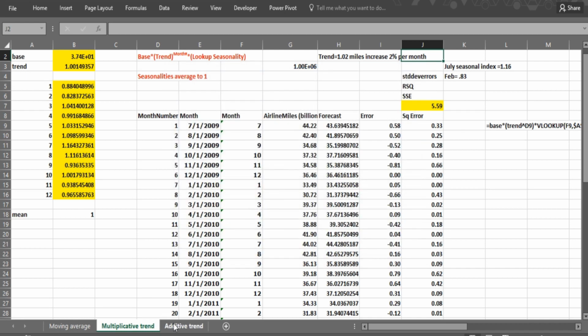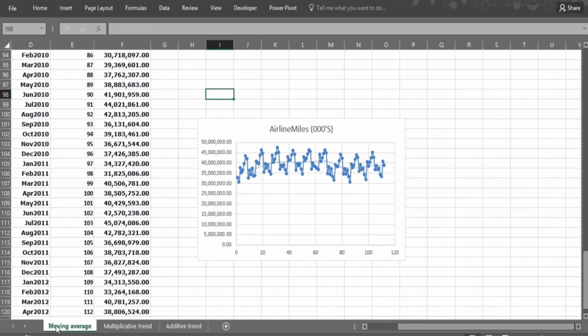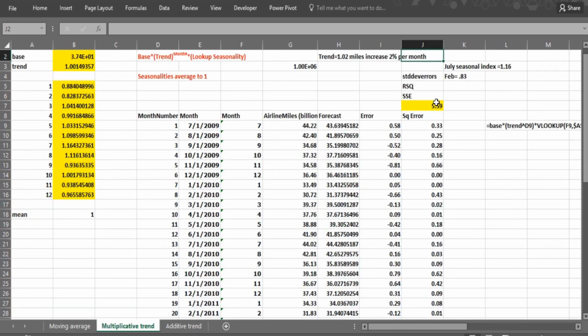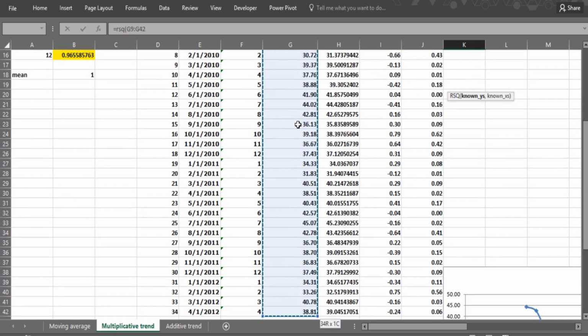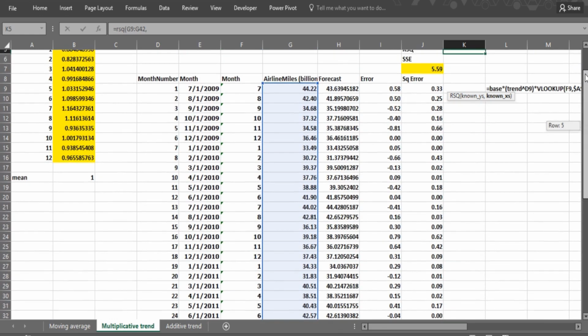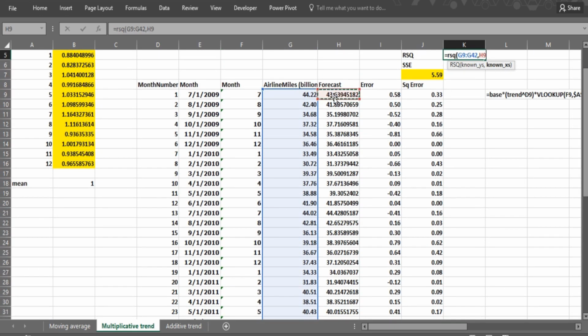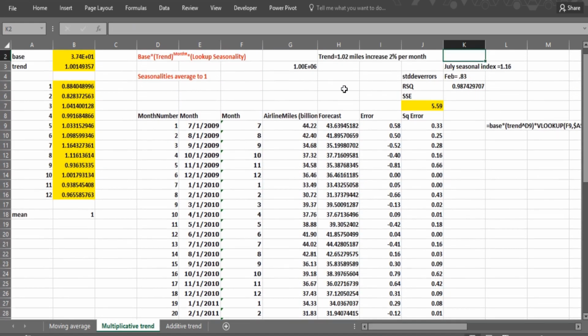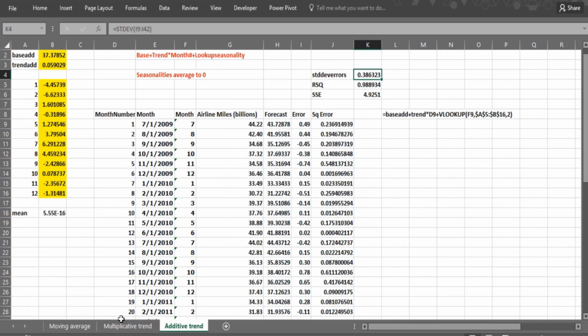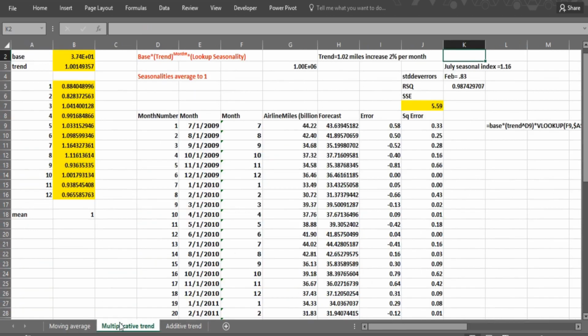Now the sum of squared errors is a bit worse, 5.59. So this model is not as good. Usually multiplicative works better. But what's the R squared? The R squared would be between the actual and our forecast for this model. Okay, 0.987. That's a little bit worse than 0.989. Now, the standard error is most important because 95% of your forecasts are accurate within 2 standard errors.